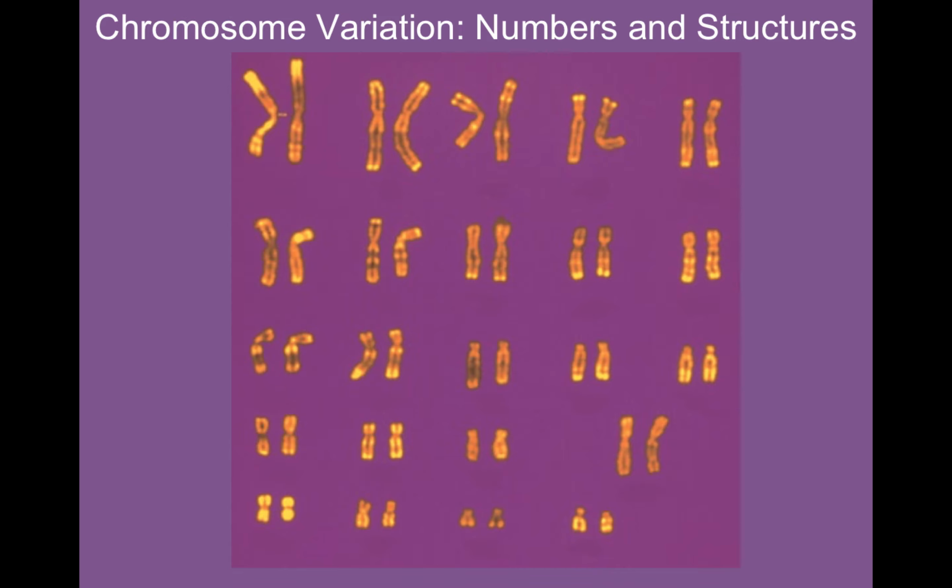Here's a typical karyotype from a human. It is a female. Here are the two X chromosomes. In a karyotype, the chromosomes are ordered from chromosome number 1, which is the largest, to chromosome number 22, which is the smallest.